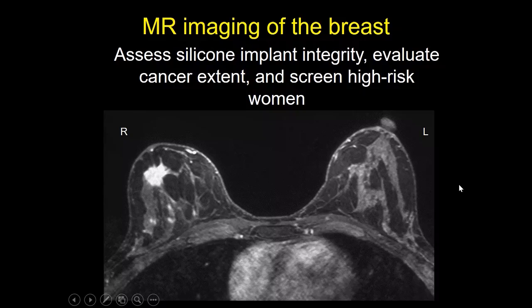MR imaging the breast also allows you to see a lot of breast anatomy. MR, just so you know, is predominantly used to look at silicone implant integrity, to evaluate cancer extent, and also to screen high-risk women. This is a woman who here has a spiculated cancer, but you can see the skin surface of the breast, you can see the fat, the glandular tissue, the pectoralis muscle, the ribs, and you can also see the internal mammary region.